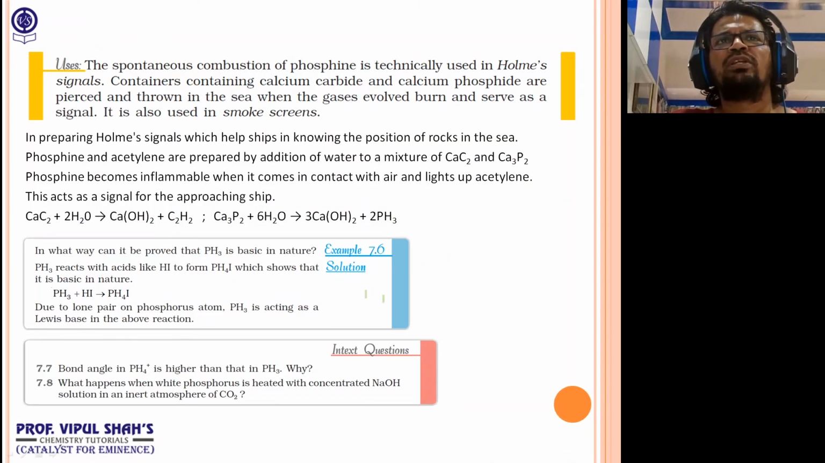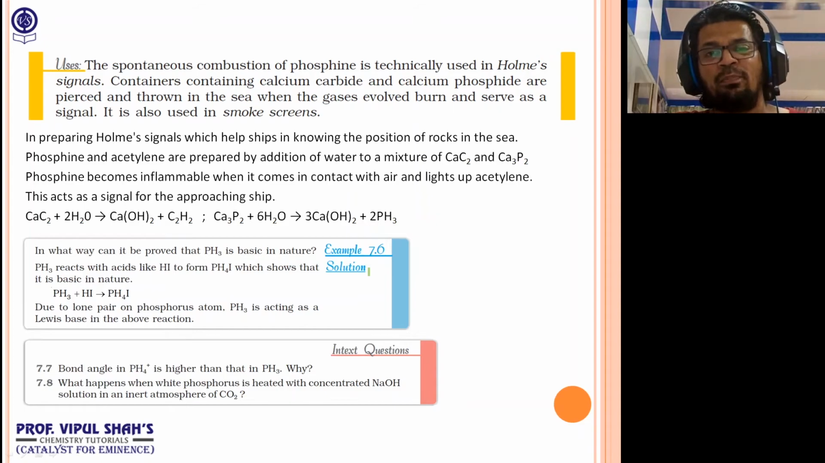Next we have the uses part, a very important use. You can expect it as an important question. Combustion of phosphine is technically used in Holmes signals.